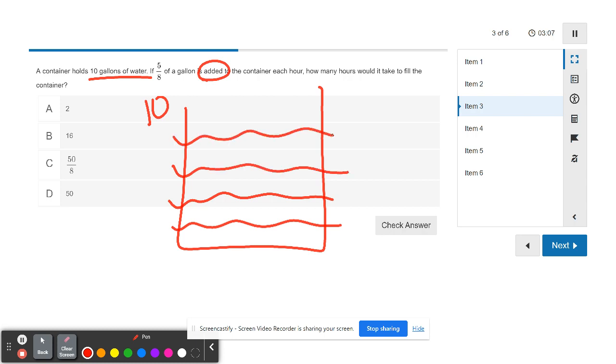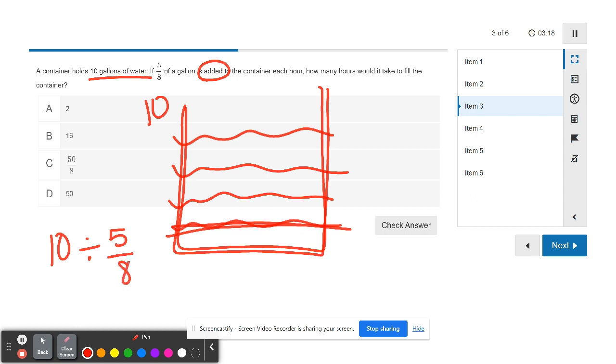And so the container is what's being split. This container is what's being chopped by the water. So your 10 is going to go first. That's what's being divided. And it's being divided into 5/8 sections. And so you have to add your 1, and you have to keep, change, reciprocal that. Okay?